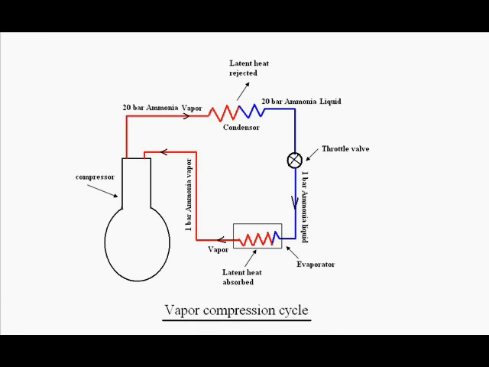Now it is passed through a condenser. In the condenser it loses the latent heat and becomes high pressure liquid, because its boiling point is above that of the surrounding temperature. Now after passing through the condenser, it is passed through a throttle valve.